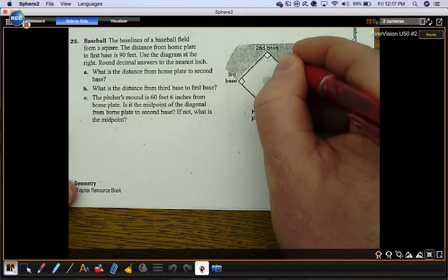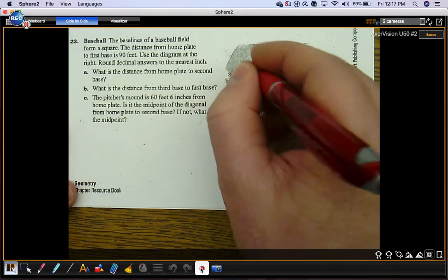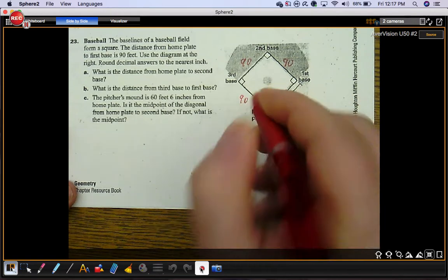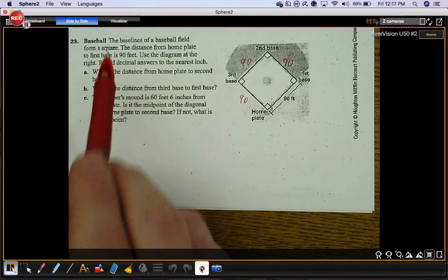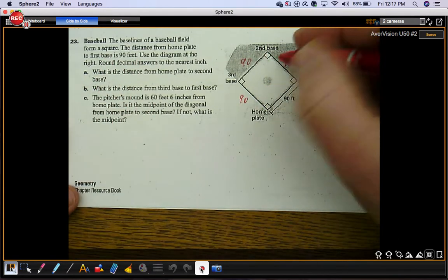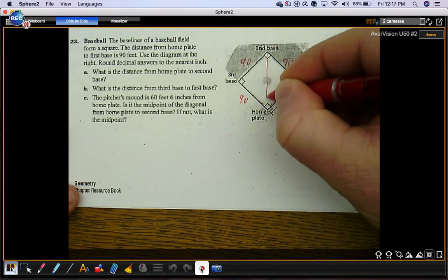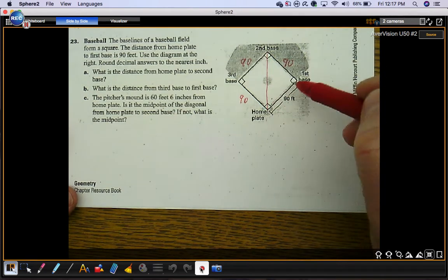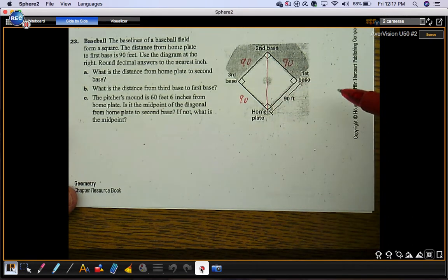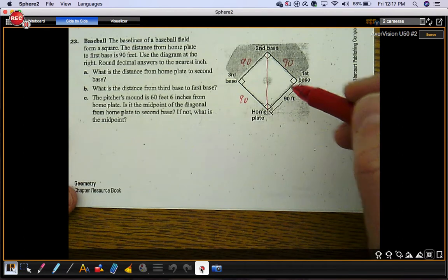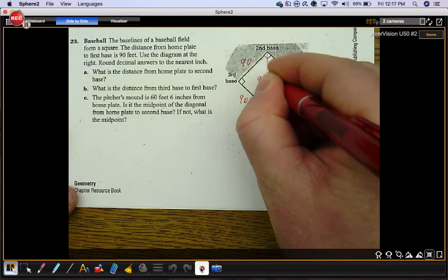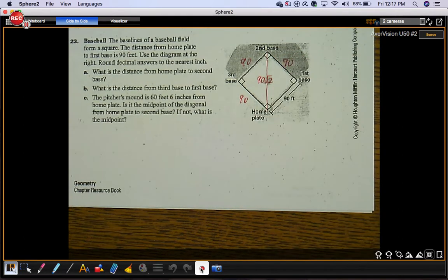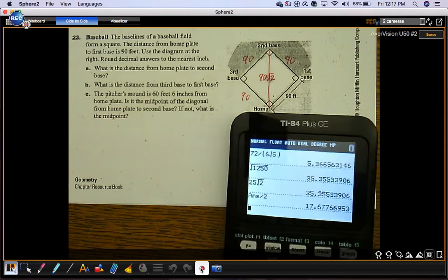Okay, well that's easier than you think. The distance between every single base is 90 because, again, it's a square. So if you would draw a segment from second to home, that's the hypotenuse of your 45, 45, 90 triangle. If your legs are 90, then your hypotenuse is 90 square root of 2. That's the exact answer. But they didn't want the exact answer. They wanted it to the nearest inch.